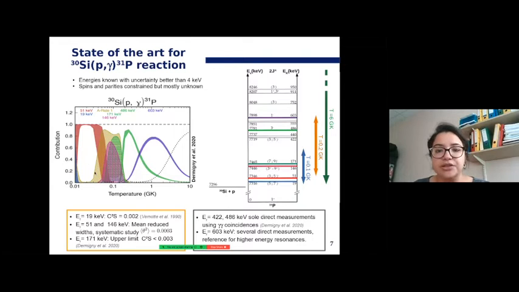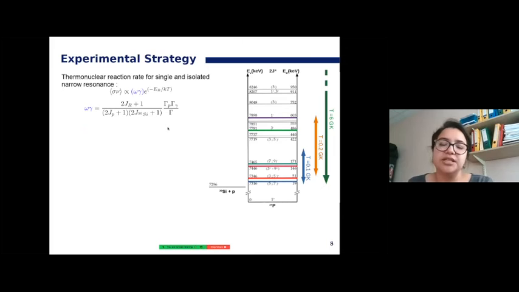For higher energy resonances, at 422 and 486 keV, the strengths were determined through a sole gamma-gamma measurement without an absolute measurement of the reference resonance at 600 keV, which is also crucial for the normalization at higher energy resonances relevant for supernovae. So there's a real need for a better characterization of these resonances. So the strategy is as follows.